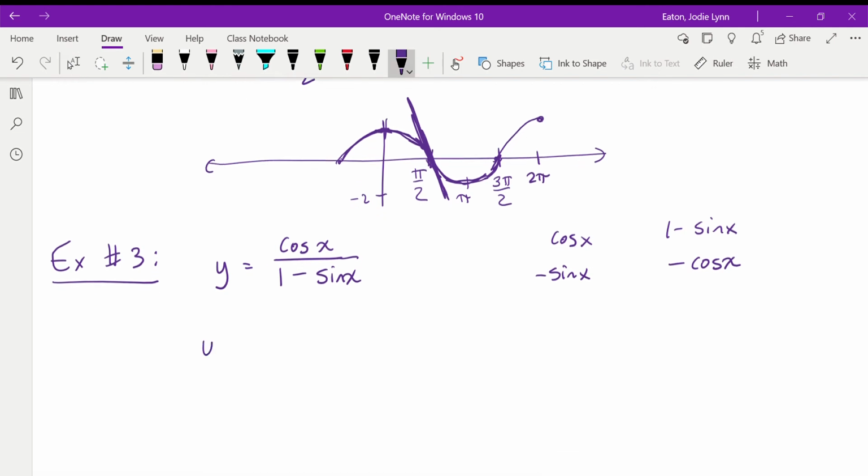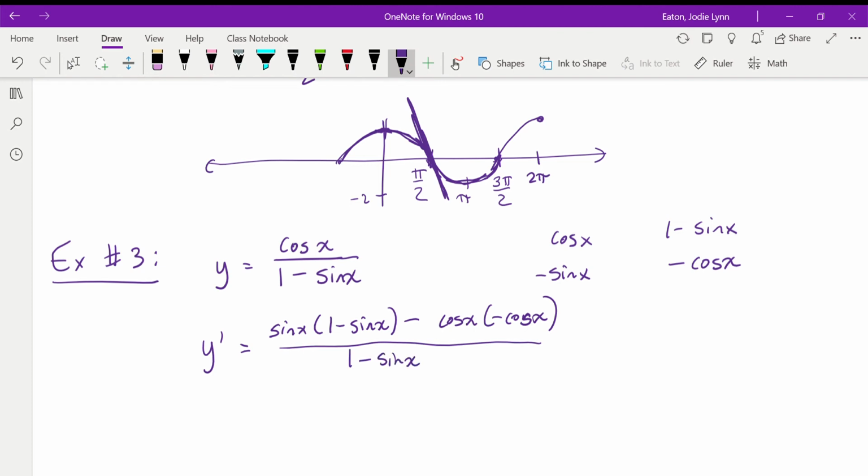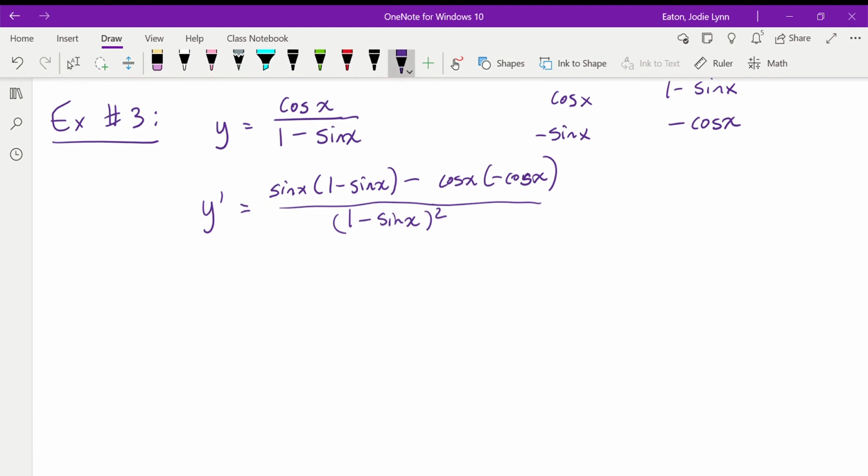So y prime is going to be equal to low d high. So sine x times 1 minus sine x minus high cosine x d low minus cosine x, square the bottom, 1 minus sine x squared, and there you go. Well, that looks a little messy. Let's see if we can simplify it a little.